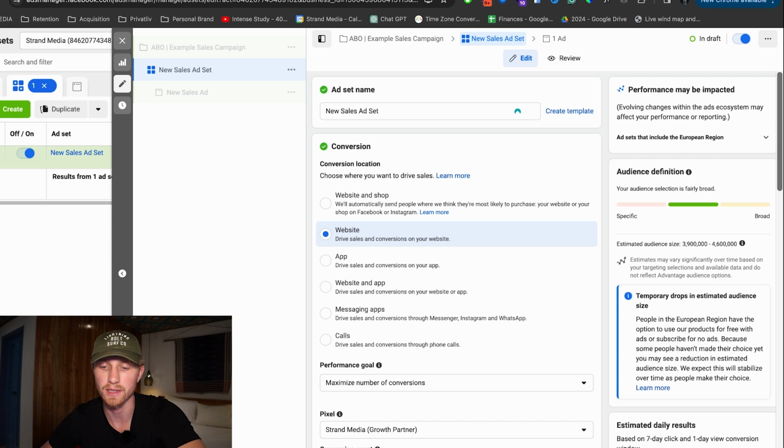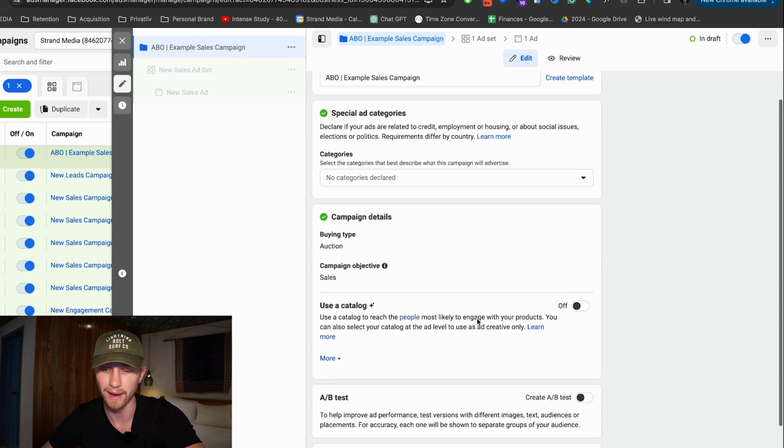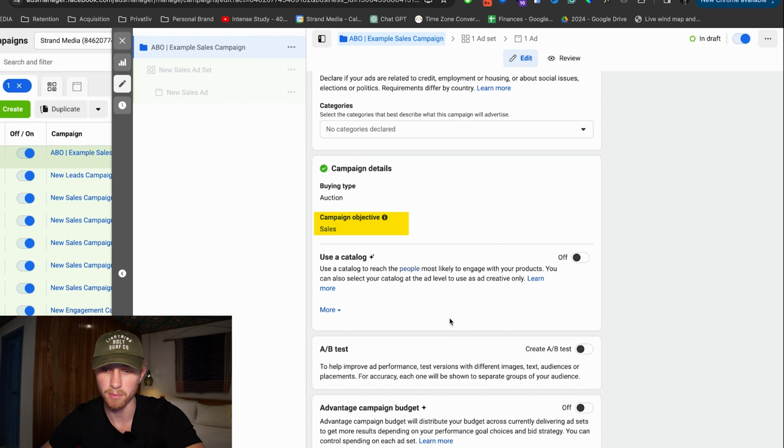So right now, as you can see, I'm inside one of my example ad accounts, and I'm just going to use this one to illustrate how to set up this strategy. First thing, I've just set up a new campaign here. As you can see on the campaign level, I set it up very simply as a sales campaign, and Advantage campaign budget is turned off. This was previously known as campaign budget optimization. It simply means that you select the daily budget on the campaign level.